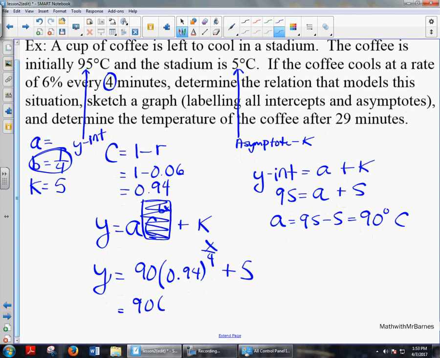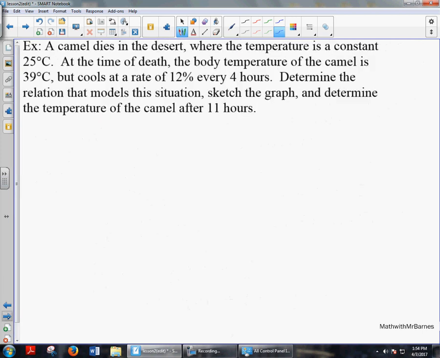So the next thing I need to do is put that 29 in here. So 90 times 0.94 to the 29 over 4, plus 5. And I got 2 minutes left. 0.94 exponent 21 over 4 times 90 plus 5. So that's about 70-ish degrees or so. All right, we got one question left there.